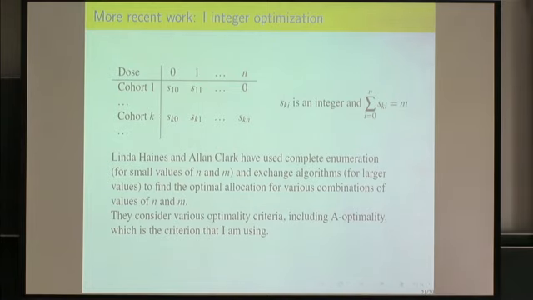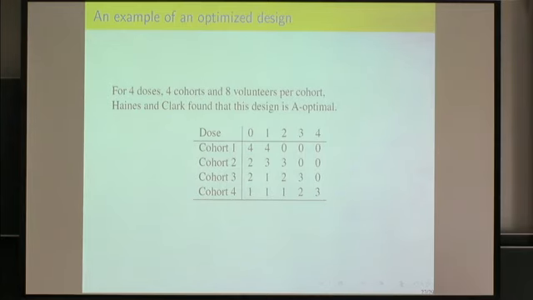And as has already been mentioned, Linda Haines and Alan Clark have looked at this computationally for various values of N and M. For small values, they were able to do complete enumeration, and for larger values they did exchange algorithms. And they included A-optimality and some other optimality criteria. So here's an example, and I think Radoslav gave this exact same example of what they came up with, because it's the size I'm looking at.